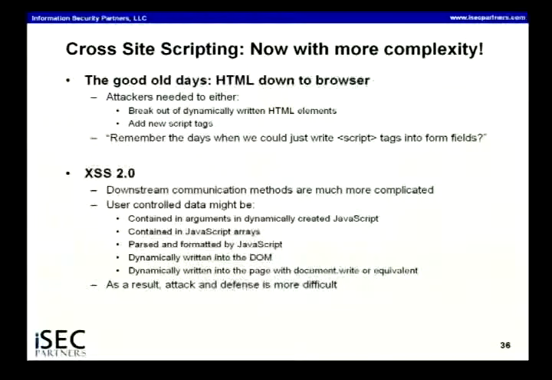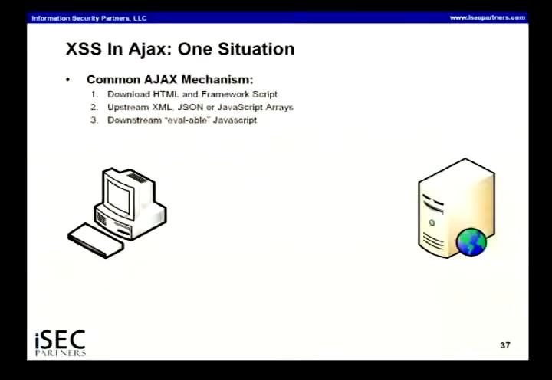Because it's not just HTML that comes down and static JavaScript. You got all kinds of stuff coming down. There are dozens of different ways you can do cross-site scripting in an Ajax application. We'll talk about one of them. But the real point of this is if you are either attacking or defending an Ajax application, it's up to you to understand what the downstream protocol is and what's dangerous in that downstream protocol. We'll use one example.